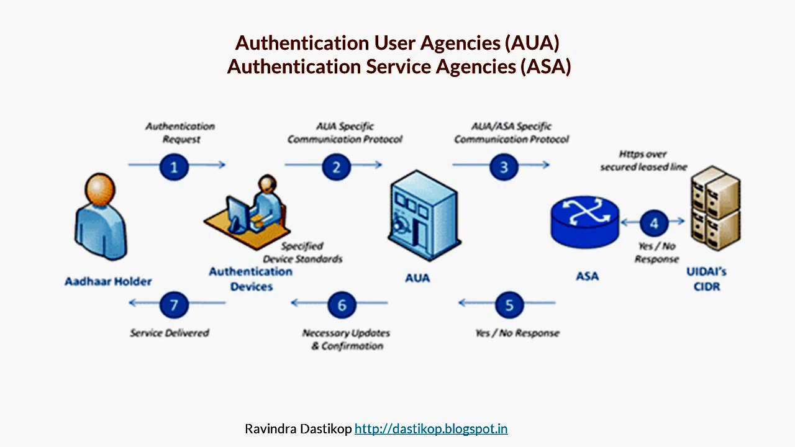So in stage number one, the authentication request comes from the user along with the details submitted by him, and this goes through an AUA-specific communication protocol, either directly or with the help of an ASA-specific communication protocol, and this reaches the CIDR. The CIDR verifies this data and sends back a yes or no response to the user who is the card holder.